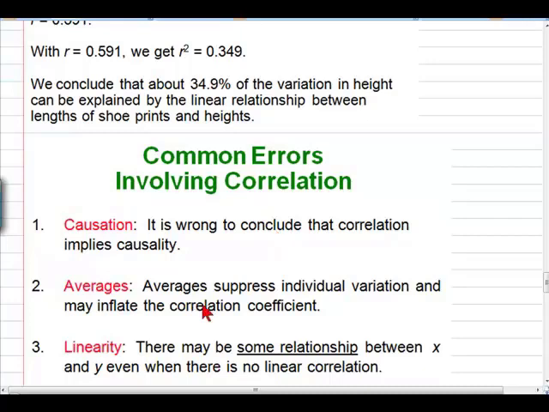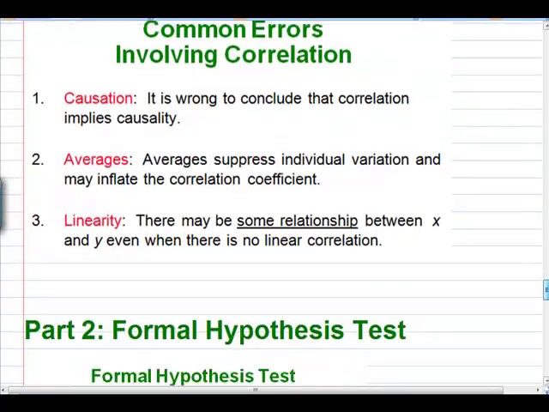Averages. Averages tend to suppress individual variation and may inflate correlation. So you can see if you're using averages of data, you may see more correlation than what really technically is there. Also linearity. There may be some relationship between X and Y even if there's no linear correlation. So these are three things that you need to watch out for. Correlation does not imply causation, averages inflate correlation, and there's more than just linear relationships that you could have between variables.